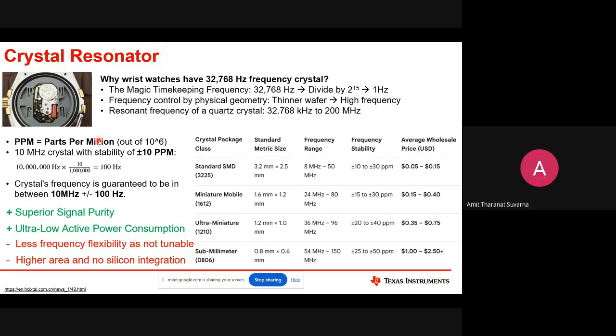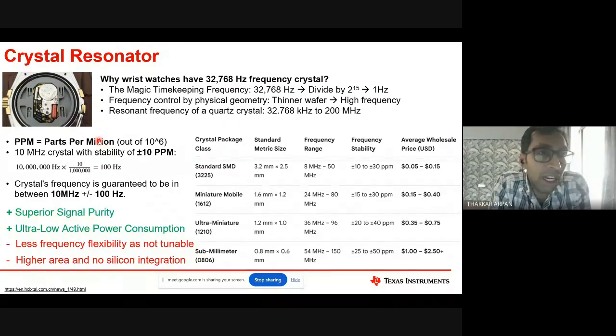Basically, for crystal oscillators, in general, at industrial level or IC level, do you use temperature control or voltage control? Good question. It depends on the application. There are different types of crystal resonators available.